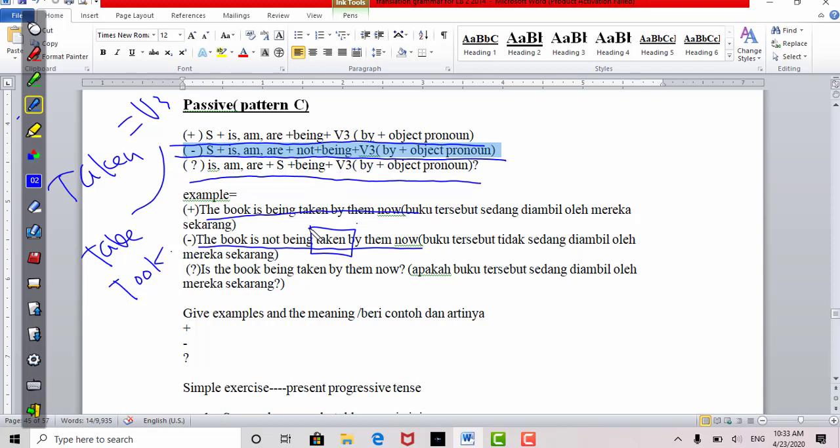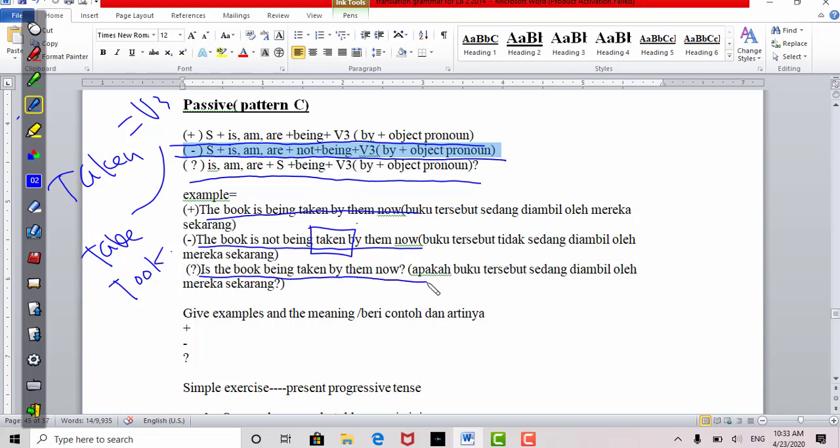So this is something we will talk about, verb 3 over here. So we have take, took, taken. Take, took, taken. Something like that. And then the question here is: is the book being taken by them now?